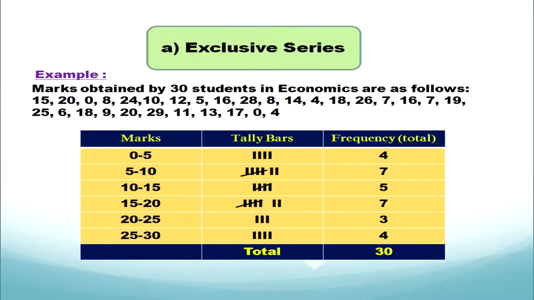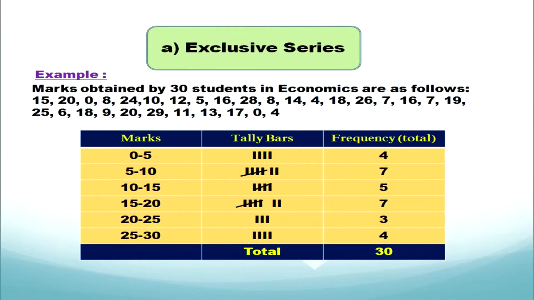So, the most important thing in exclusive series: the value of 5 in the first class will not be included in that class, rather it will be included in the next class. Let us check the very first class. We are not going to take the value of 5 in this class. We have values below 5, that means 0 to 4: 1, 2, 3, 4. We have made one tally each, then the total is 4, and we have written it in the frequency column.